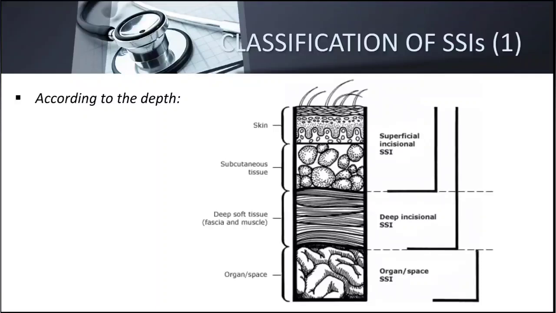So superficial surgical site infections will involve the skin and subcutaneous tissue, right? Skin and subcutaneous tissue. If it's deep, we're talking about the muscles and fascia, that's deep soft tissue. If we talk about organ space, it's basically organ or space, like we're talking about the actual organs, right? So according to depth: superficial, deep, organ or space.